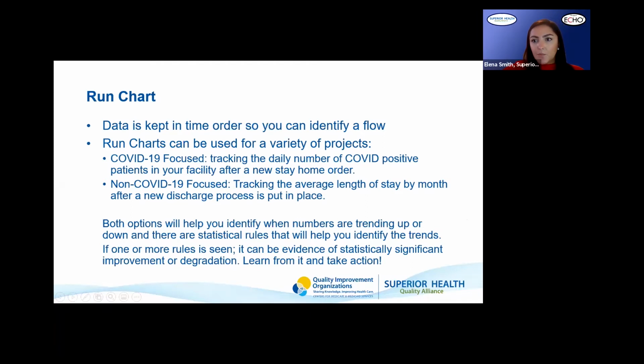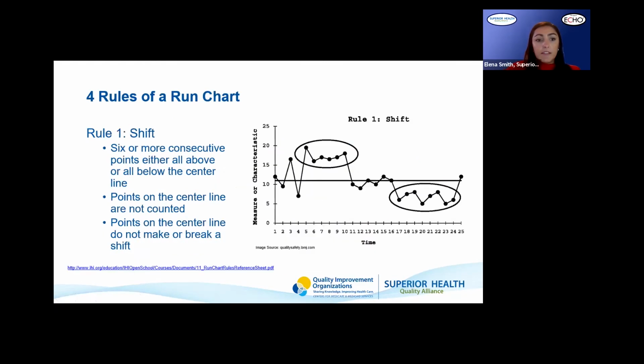So as I mentioned, there are some rules to a run chart, which I'll go over. The first one is a shift. This is where you have 6 or more consecutive points, either all above or all below the center line, and points on the center line are not counted. Those points, although they do fall on the center line, don't make or break a shift.